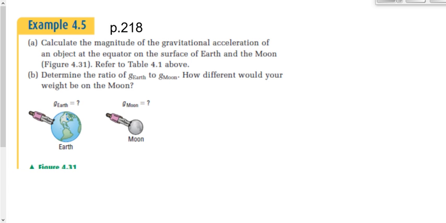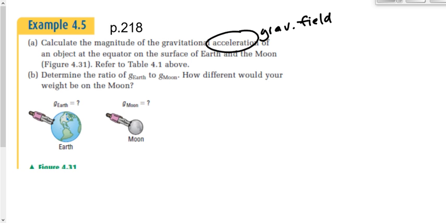First question says, calculate the magnitude of the gravitational acceleration, which is, what's another name for gravitational acceleration? We're calling it gravitational field now, right? I mean, if you called it acceleration, I wouldn't mark that wrong because it's right. But we tend to call it field from here on out. Of an object at the equator of the surface of the Earth and the Moon, and then determine the ratio. We'll worry about that later on.